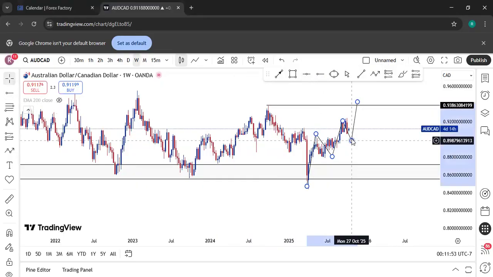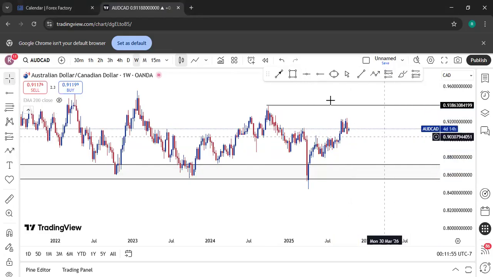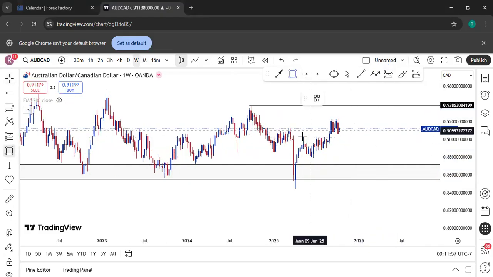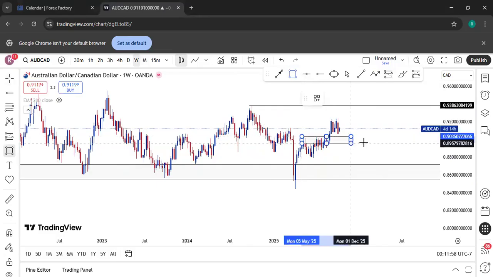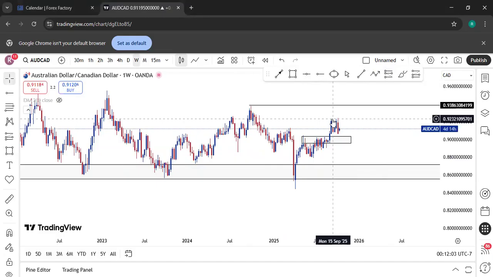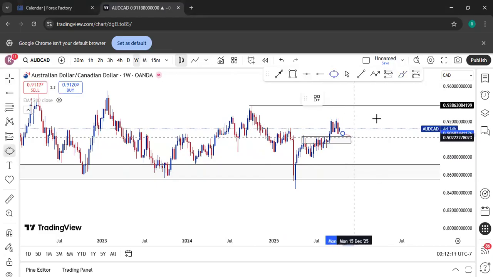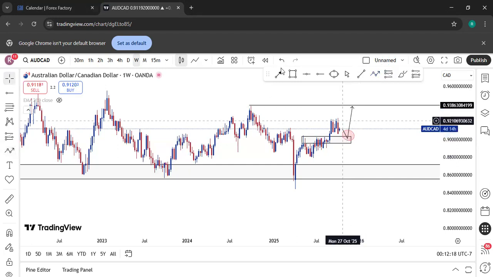And also, if you want to look at it from this point of view, you can see that this was an area that served as resistance. Now we see the breakout and the retest. This previous resistance is now going to turn to support, so that we can look out for opportunities to take a buy trade from here to this level of supply. So the weekly time frame is also looking bullish.